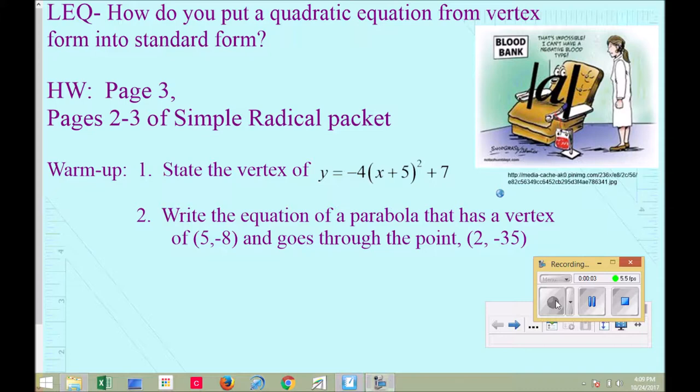Here's the lesson from day 2 of Unit 4. So we started with this warm-up today. Take a moment, pause the video, try the warm-up, and then play to check your answers.